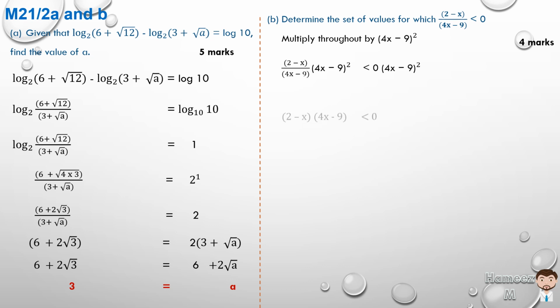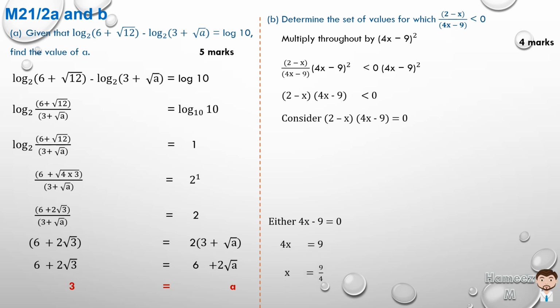So the right-hand side works out to be 0. 0 times anything is 0. And on the left-hand side, the denominator cancels. So we're going to get 2 minus x by 4x minus 9 less than 0. Let's consider 2 minus x by 4x minus 9 is equal to 0. And that way either 4x minus 9 is equal to 0. So 4x is equal to 9. So x is equal to 9 over 4.